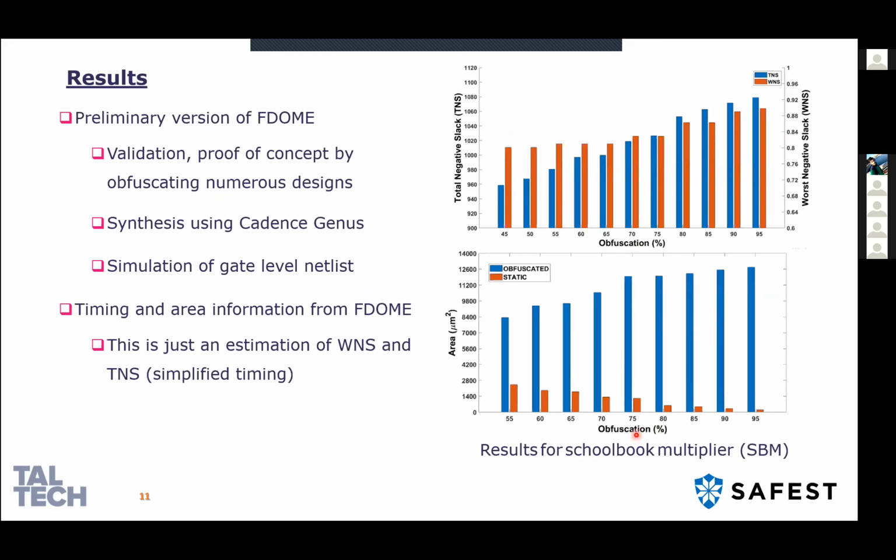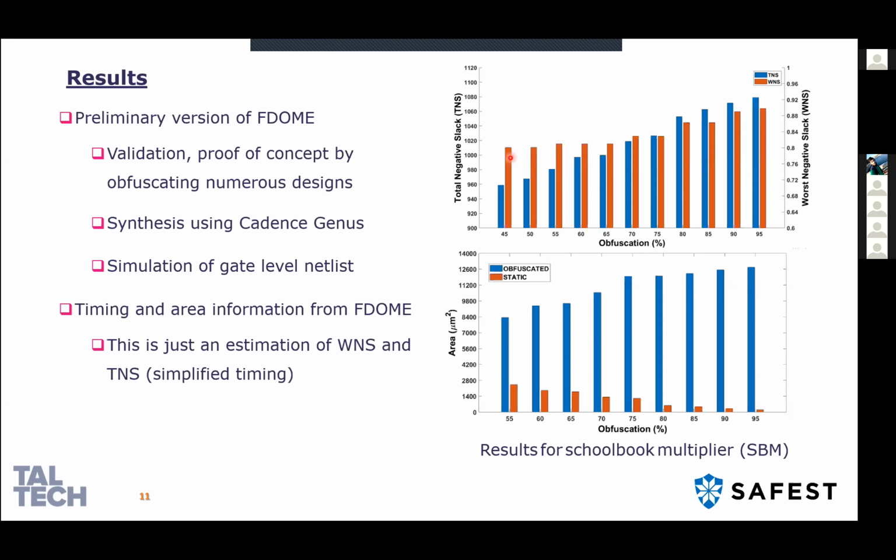In this figure, we can see our security versus area trade-off. The x-axis shows the obfuscation target, meaning 45%, 50%, or 55% obfuscation of the design. So X% of the design is obfuscated, and this is TNS and WNS. We can see that if we increase the reconfigurable part, the TNS and WNS also increase.